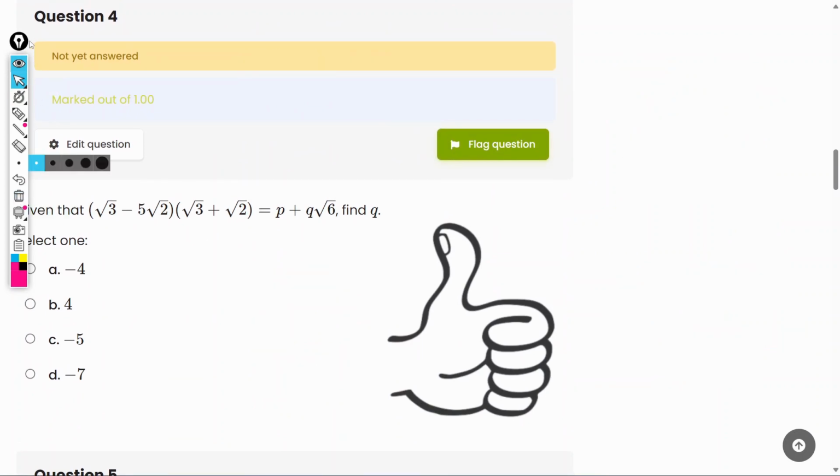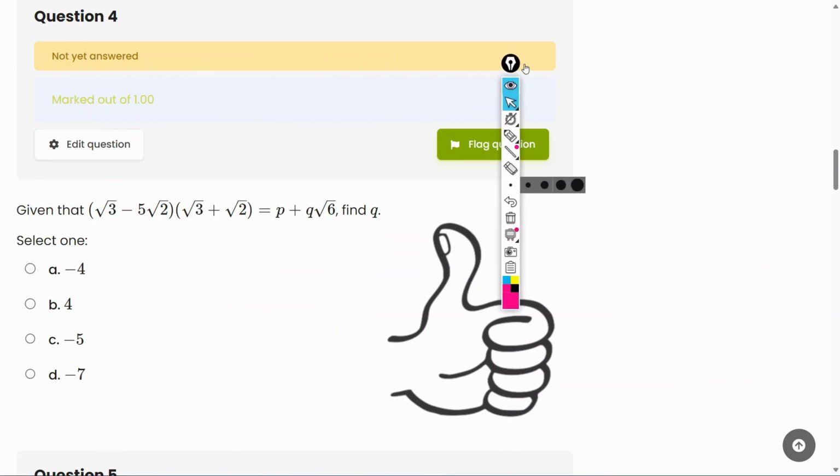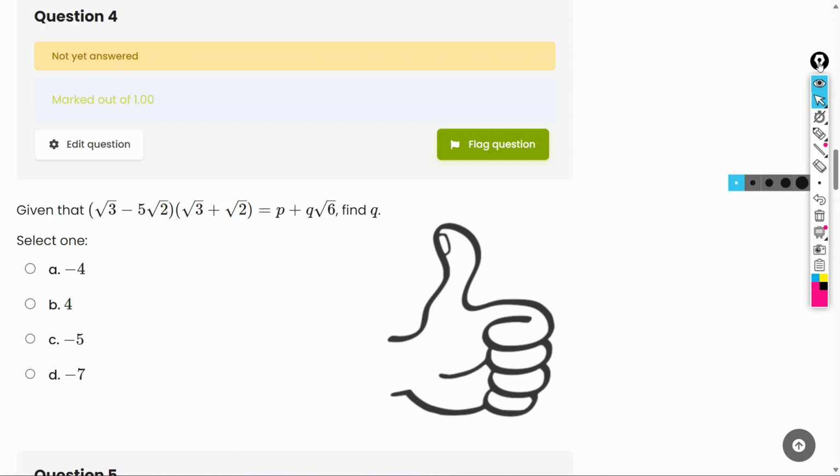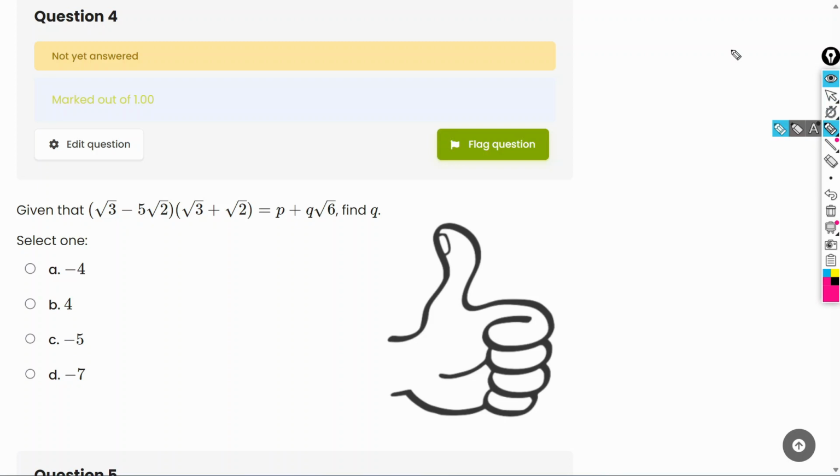All right, question 4. So for question 4, we have to expand root 3 minus 5 root 2 multiplying root 3 plus root 2. All right, so we have to expand that.